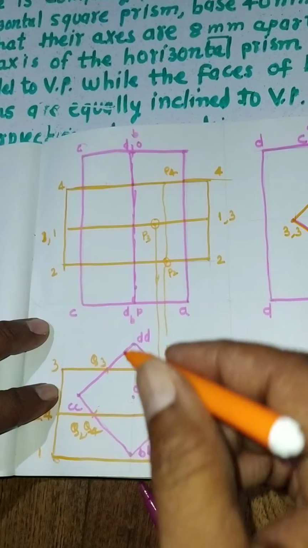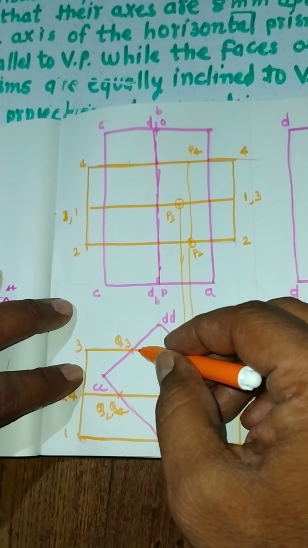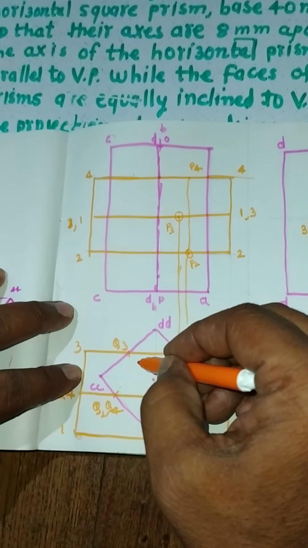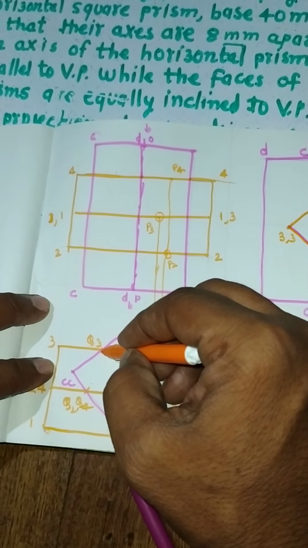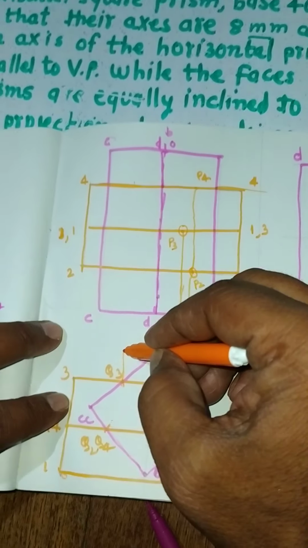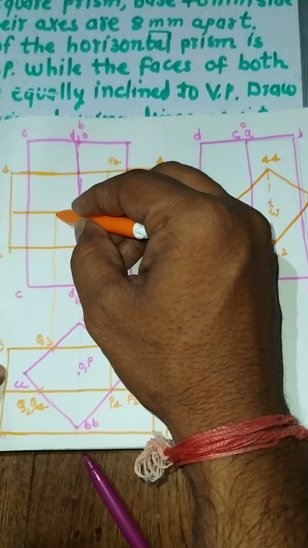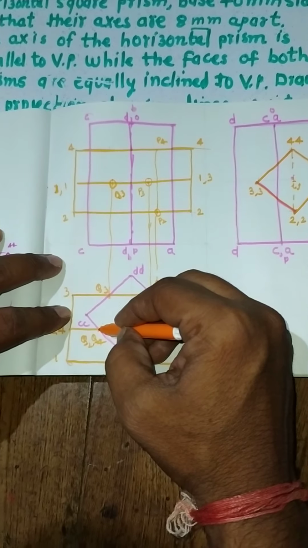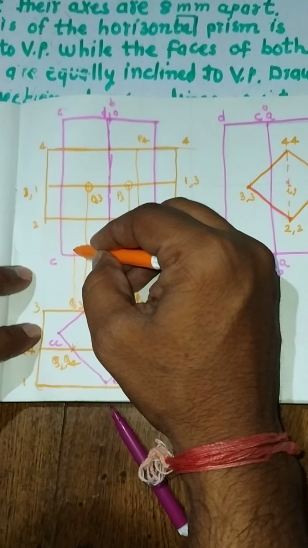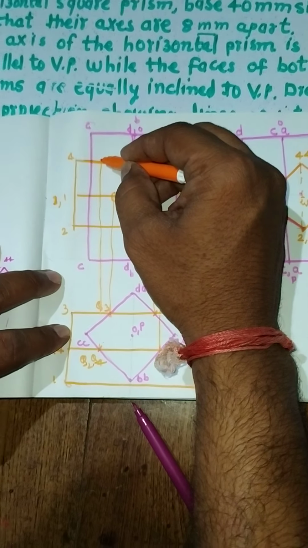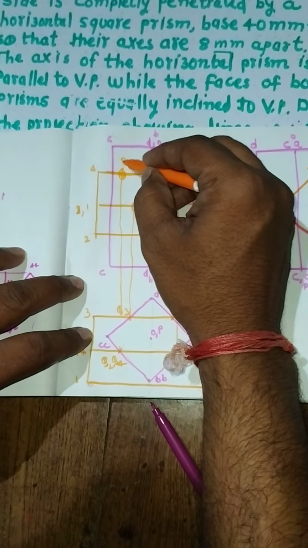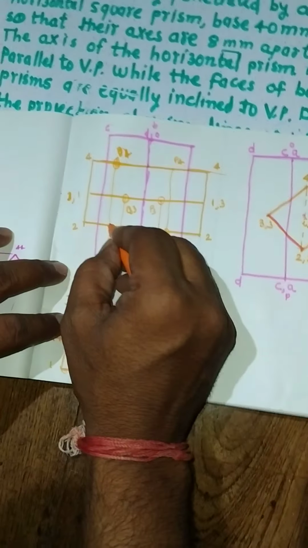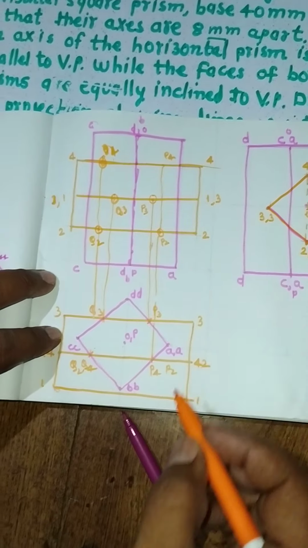Similarly, I will transfer the exit side of the horizontal solid, where it leaves the vertical solid, that is Q3. It is lying on 3-3, so I will transfer it on 3-3 only. This will be point Q3, this will be point Q4, and this will be point Q2.